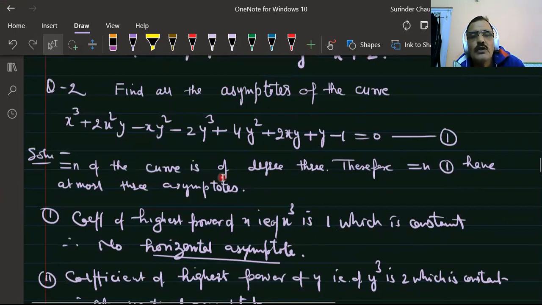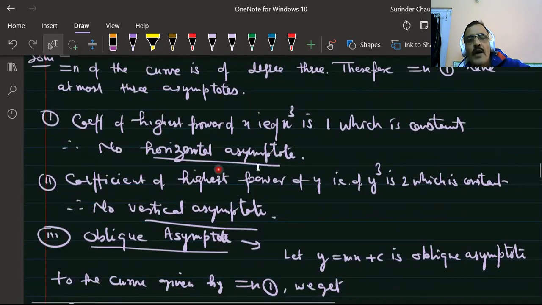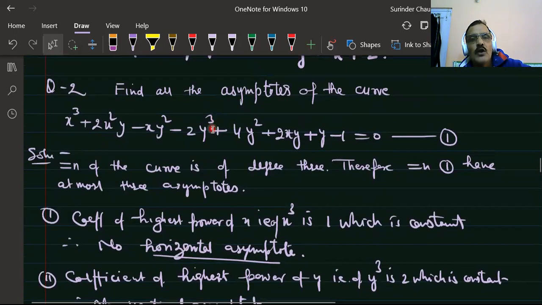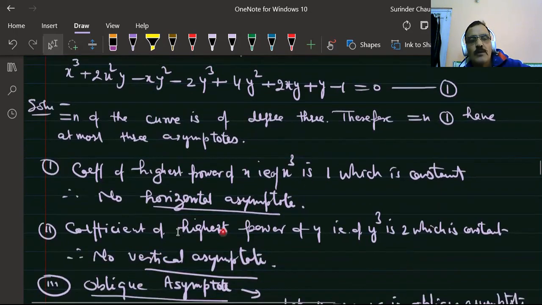The equation of the curve is of degree 3. Therefore the curve has at the most 3 asymptotes. Now the coefficient of the highest power of x is that of x cube, which is 1. 1 can't be 0, so no horizontal asymptote. Similarly, the coefficient of the highest power of y is that of y cube, which is minus 2. Minus 2 can't be 0, so no vertical asymptote.